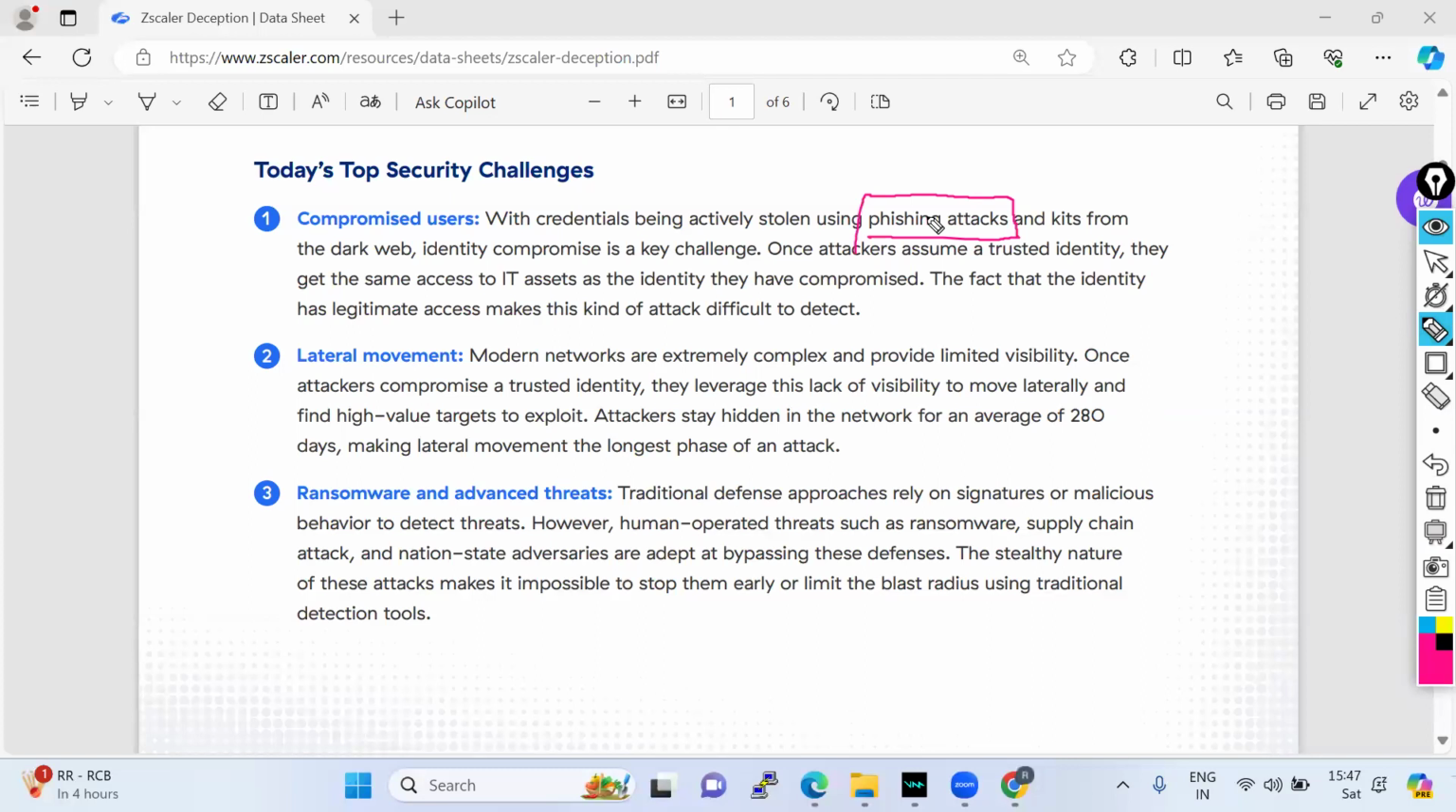Once an attacker assumes a trusted identity, they get some access to IT assets. IT assets could be your laptop, your PC, your servers, your firewalls, any kind of Wi-Fi devices, your routers, switches, anything, and they can compromise them, right? So these are the key challenges, right? User compromise, then lateral movement is going to happen. The lateral movement is going to happen, and the entire network is going to be encrypted or locked. You cannot do anything. So these ransomware attacks are very challenging nowadays. These kinds of threats are very challenging.